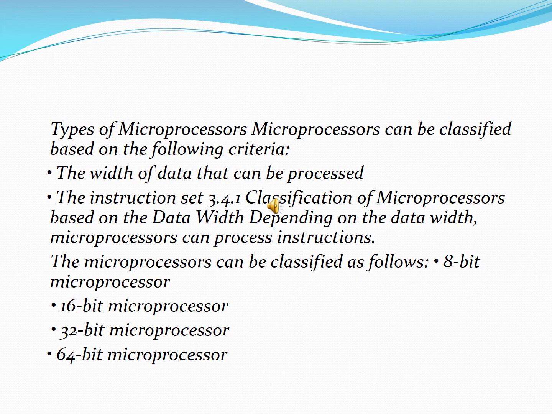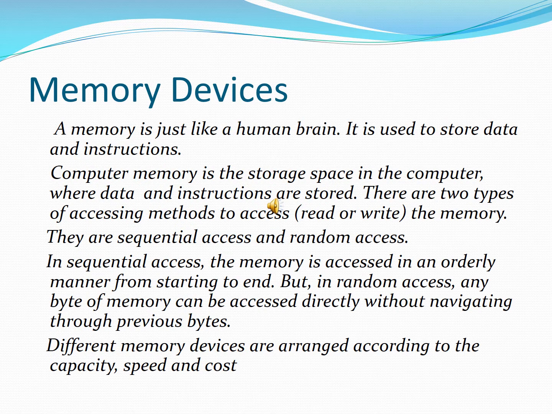Did you understand all of you? Next topic is memory device. What is computer memory? Computer memory is similar to the human brain. Our brain keeps all the incidents that happen in our life. Whatever we learn, whatever we see, everything is stored in our brain, so we can easily remember and recollect everything.